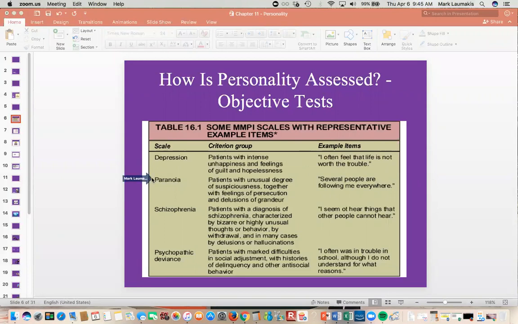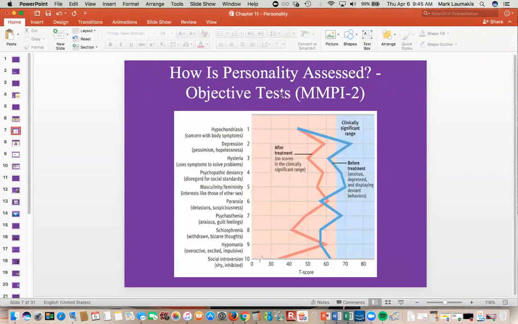On the paranoia scale, you would score high if you say true to the statement, several people are following me everywhere. For schizophrenia, you'd score high if you said true to statements like, I seem to hear things that other people cannot hear. Ultimately, what is generated with the MMPI-2 is a profile across these different scales. There are 10 of them total. Again, way more than you need to know.